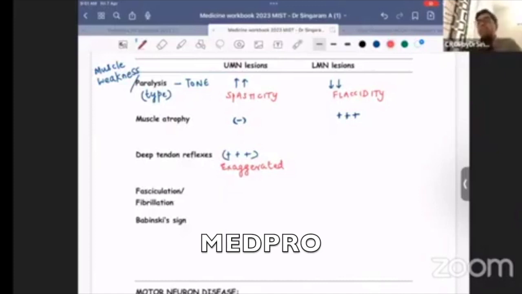Okay, right. How about LMN lesion? LMN is the main thing which is concerned with deep tendon reflex. When LMN is getting damaged, obviously the deep tendon reflex will be absent. It would be absent. Able to follow this? Okay, right.